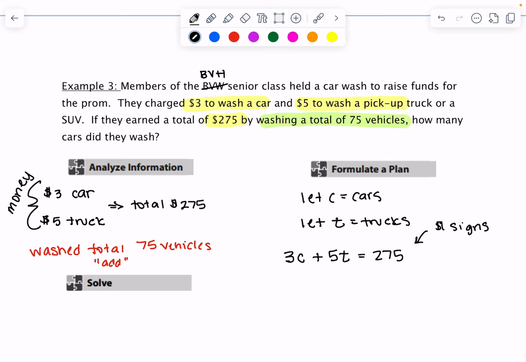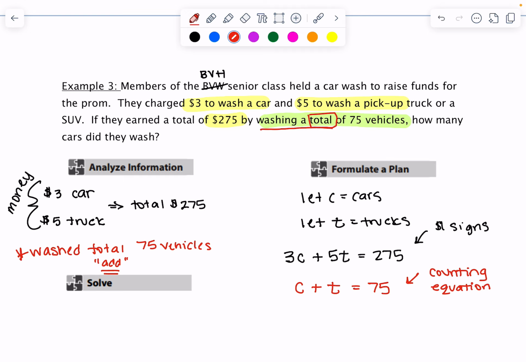The second equation is a little bit trickier. The second equation has to do with washing a total, adding 75 vehicles. If I'm adding all the vehicles, I need a plus sign. And I'm basically taking the cars and the trucks and saying, hey, all together, I washed 75 of them. I call this one the counting equation. It's nowhere in the problem that says cars and trucks make it equal to 75. You've got to look at this washing a total of, especially this word total, is your clue that I'm going to need a counting equation. I'm going to need to add the two things together and get whatever the total is, okay?